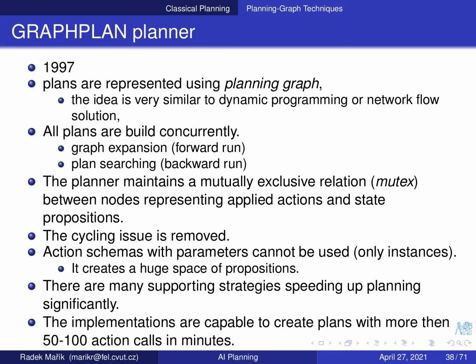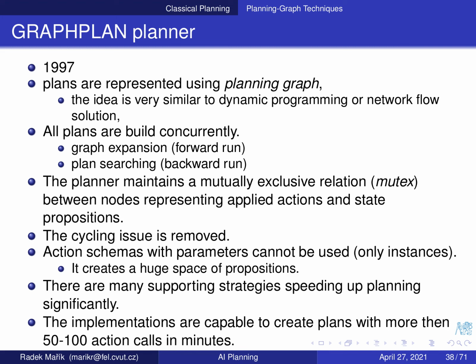Planning graph techniques. In 1997, it was discovered that some issues of the classical planning algorithms can be resolved. Well, what was the issue? If you use the algorithms presented so far, you are not able to protect the algorithm from looping. It can create a loop, and then it extends the plan in infinite looping, and it is not able to find a way out.